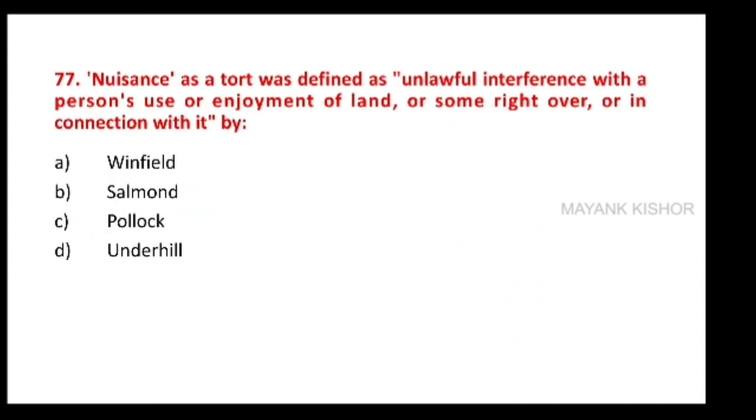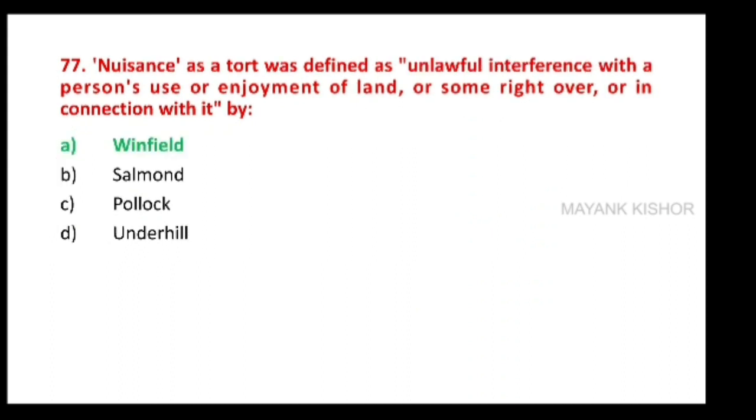Next question, question number 77. Nuisance as a tort was defined as unlawful interference with a person's use or enjoyment of land or some right over or in connection with it by option A, Winfield. Option B, Salmond. Option C, Pollock. And option D, Underhill. And the correct answer is option A, it was held by Winfield.